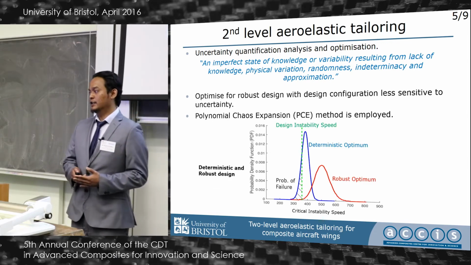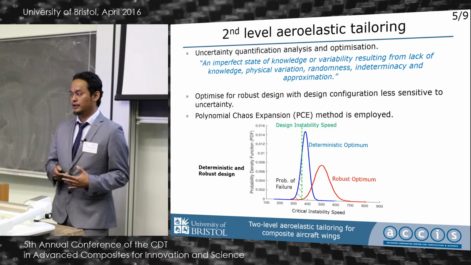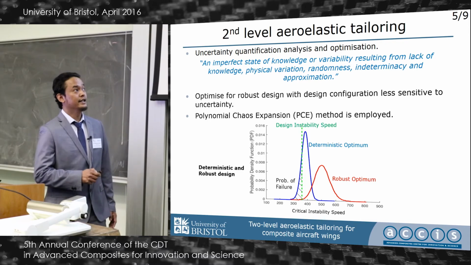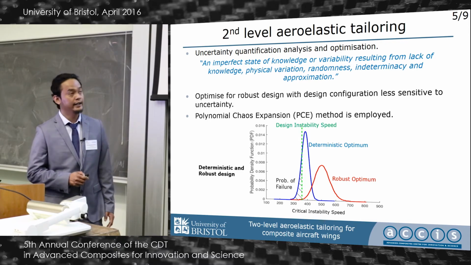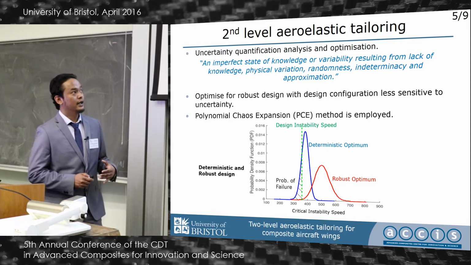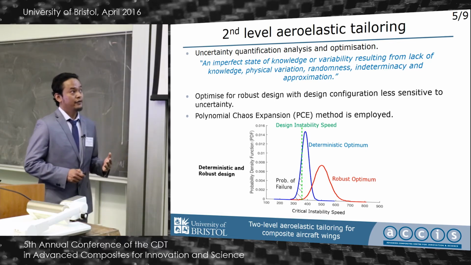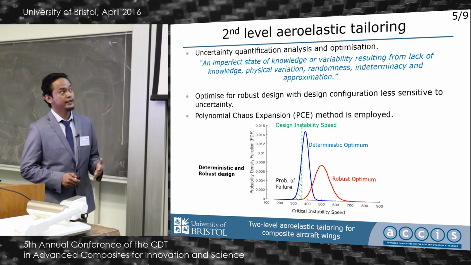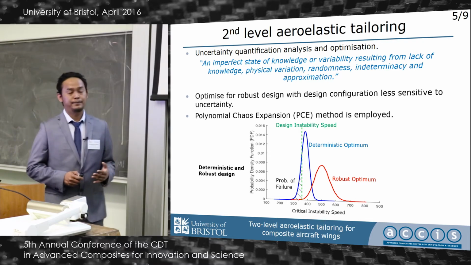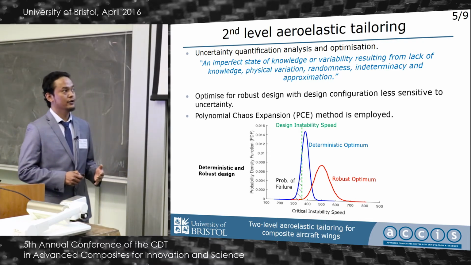The figure here shows the probability density function plot for critical instability speed. The green curve here is the deterministic optimum of the design, which is the conventional deterministic design for the wing aircraft, but with uncertainty considered in the structure. The aim of this approach is to create a more robust design optimization by reducing the probability of failure at a certain design instability speed. So we obtain the robust design as shown by the red curve.